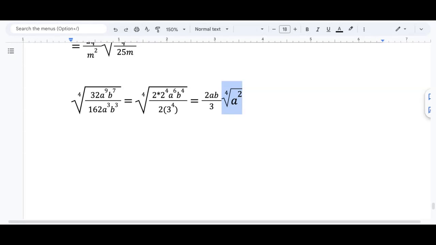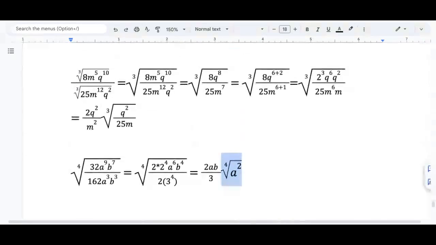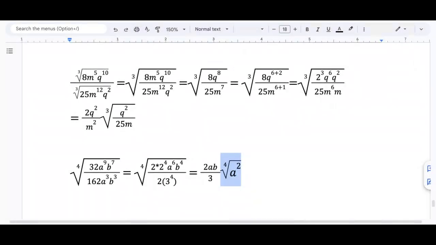Does anyone have any questions? Okay, that's all for today. We talked about the nth root. This is the fourth root of something, and they call this the index. It's the opposite of power. Does anyone have any questions?